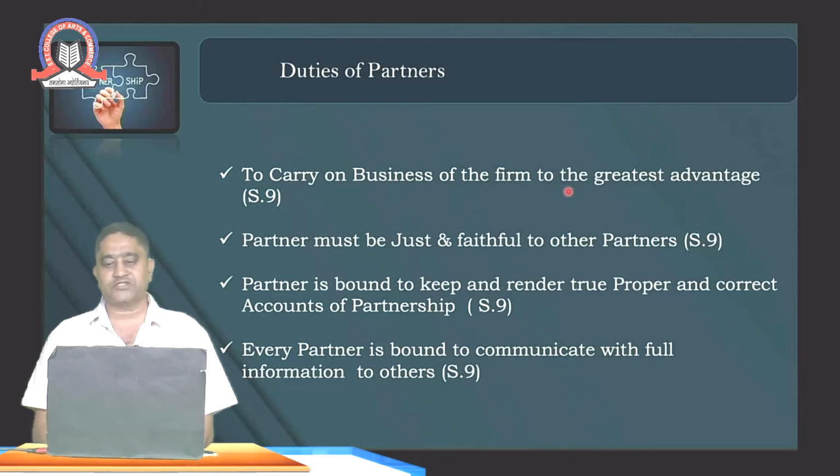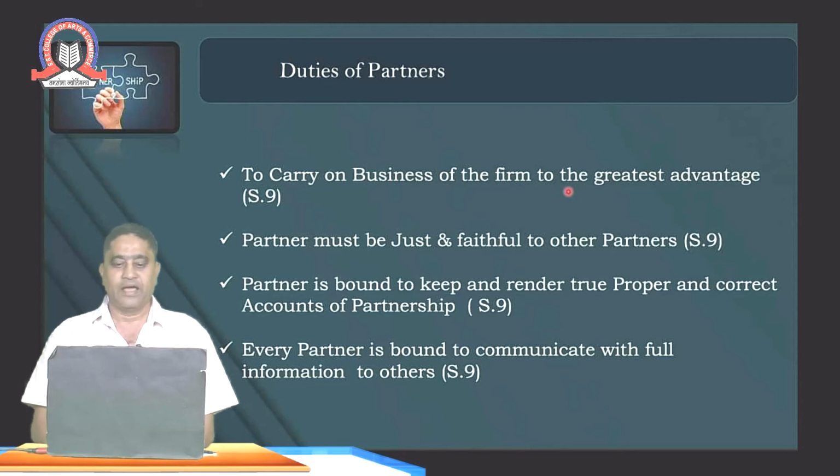Partners must be just and faithful to the other partners. That means, as mentioned in section 9, he should not cheat the other partners, he should not take undue advantage, and there should not be mistrust among the partners. As mentioned under section 9 of the Partnership Act, the partner is bound to keep and render true and proper correct accounts of the partnership firm.